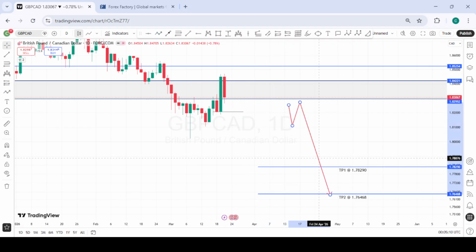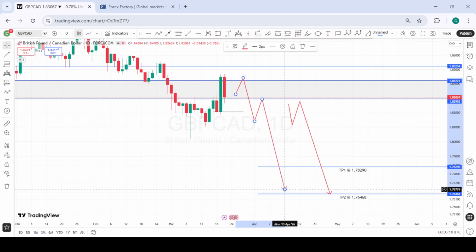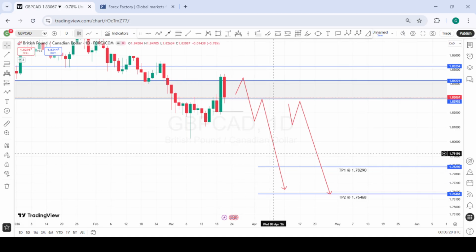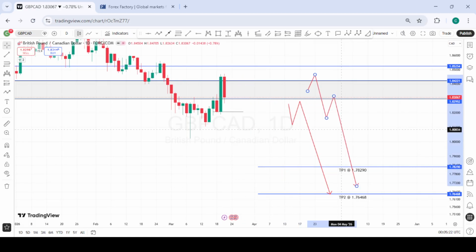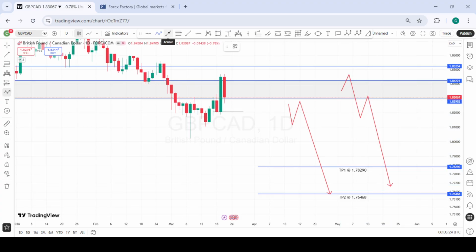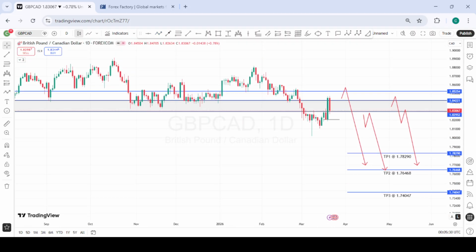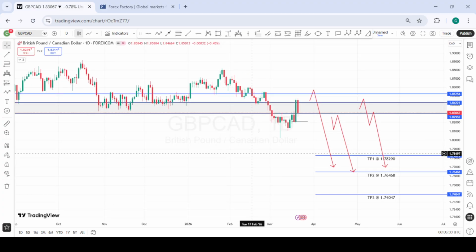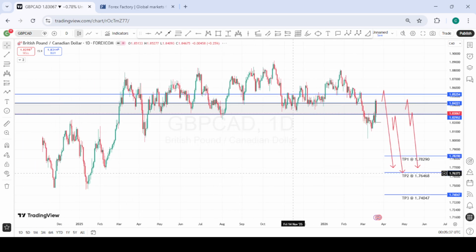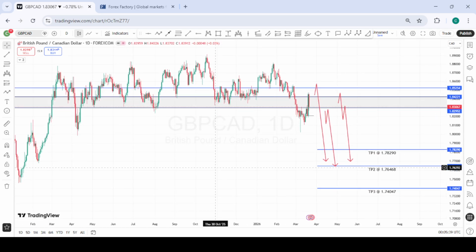Or should we get a double top formation around the zone, then look for a break, a retest, and then a continuation to the downside. Also, should price pull back a bit higher into this zone, we'll still be interested in taking the sells from there to the downside. So we are extremely bearish on GBPCAD for the coming week. So let's look out for that.